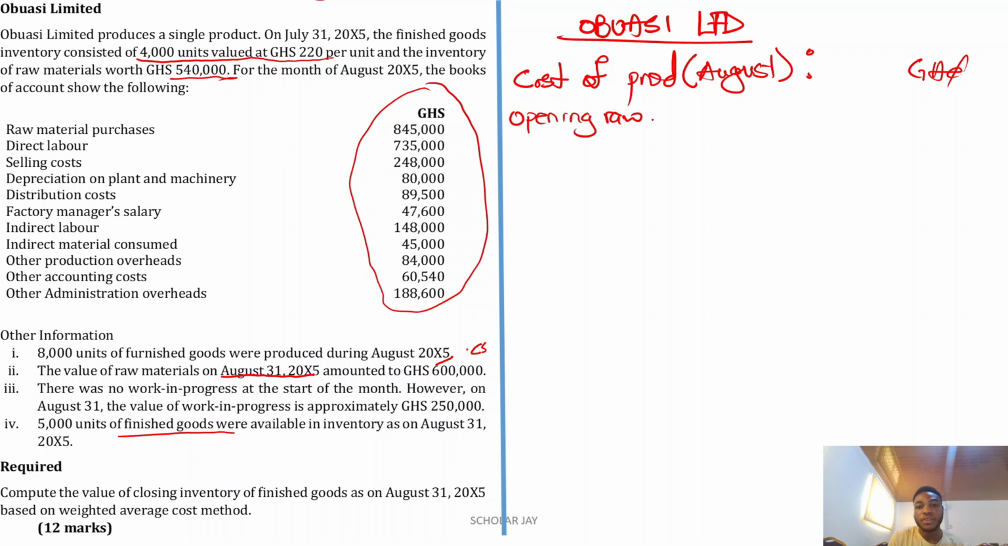Obviously, if we enter into a new month, we look at the closing inventory from the prior month. Is that not it? We bring it in. We see the purchase history, add it. If there's any form of closing, we subtract. So the opening raw materials from the prior month, which is July, is 540, so that will be 540,000.